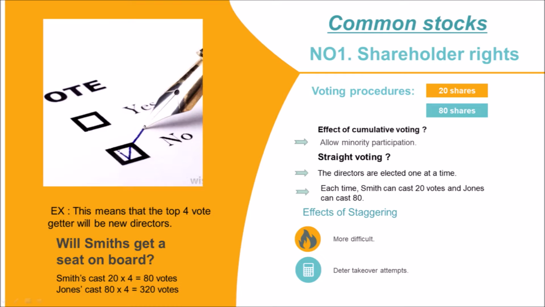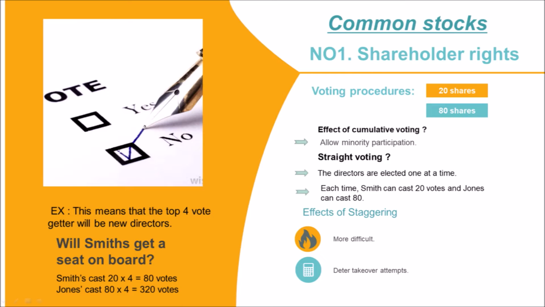And next, with straight voting, the directors are elected at one time. Each time, Smith can cast 20 votes and Jones can cast 80 votes. As a consequence, Jones will elect all of the candidates. The only way to guarantee a seat is to hold 50% plus 1 share. And this guarantees that you will win every seat. So it's really all or nothing.